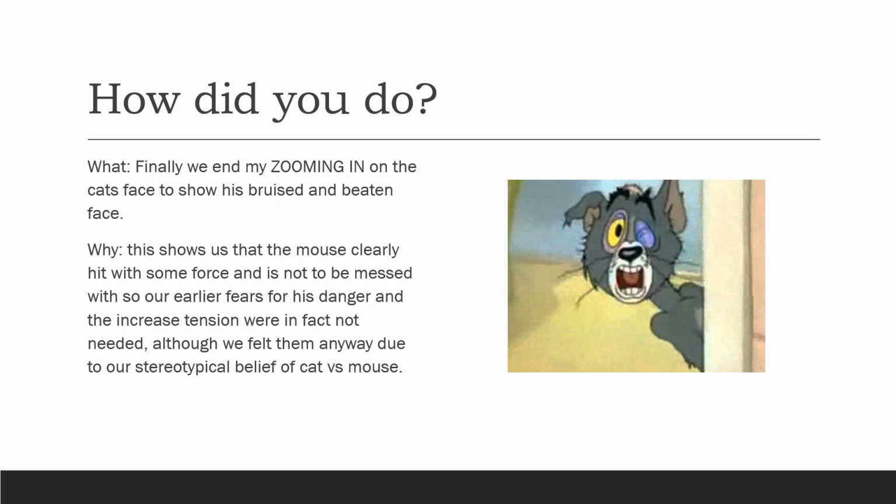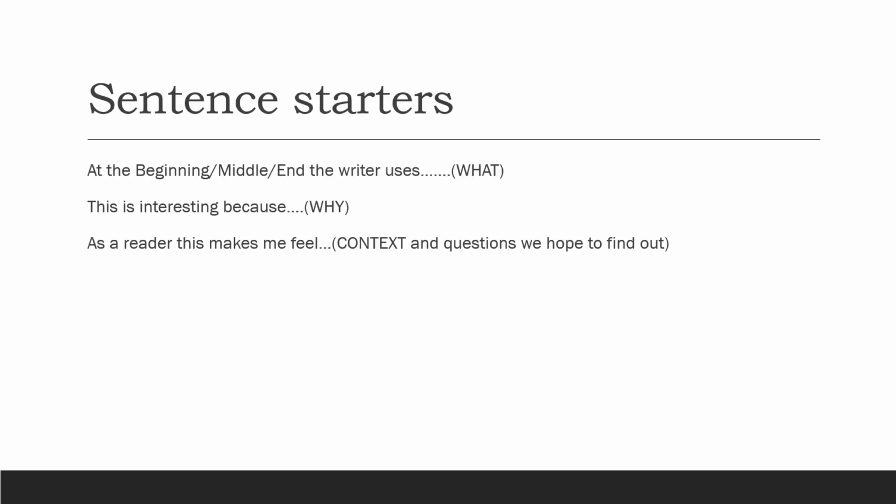So how did you do? You may not have these exactly word for word, but you should be pretty close. In terms of writing these up, I recommend using these following sentence starters. At the beginning, or middle, or end, the writer uses, and this is where your what answer goes. You tell me the technique, and you tell us what is happening. Your next sentence starter, this is interesting because, is where your why goes. Why has the writer used this technique? Why is the writer showing us this?